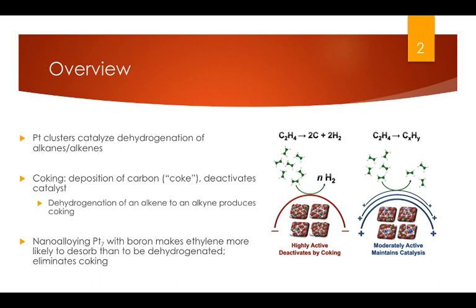So platinum clusters catalyze the dehydrogenation of alkanes and also alkenes. An issue with this type of catalyst is coking, which is the deposition of carbon on the active sites, which deactivates the catalyst. So if you want to dehydrogenate an alkane to an alkene, you want to stop it there and not dehydrogenate the alkene further, because when you do that, you produce alkynes, which result in coking. And so they found that nanoalloying platinum-7 with boron makes ethylene more likely to desorb than to be dehydrogenated, and hence eliminates coking.